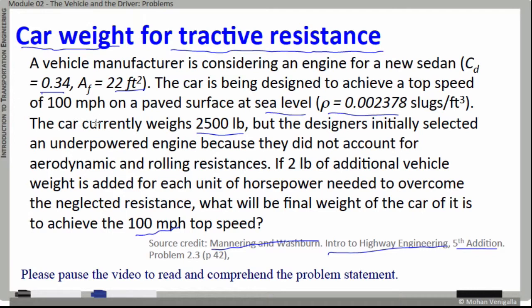Given these characteristics, they expect certain performance, and then they realize there is a tractive resistance they forgot, and if the car is put in service, the tractive resistance is going to take away from the performance of the car. So they want to do something about it. One way is to add additional weight to the car so that it can take care of the tractive resistance. In a formula, every 2 pounds of additional weight of the vehicle gives an additional 1 horsepower to overcome the tractive resistance. That is what is given to you.